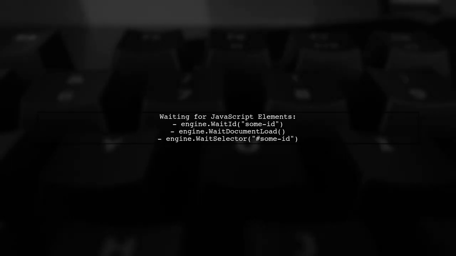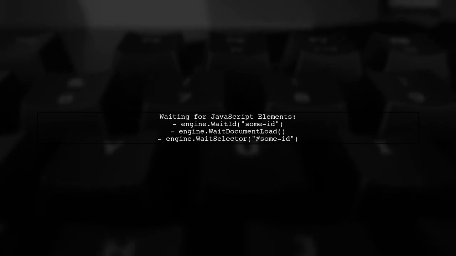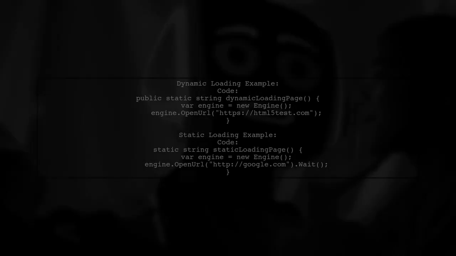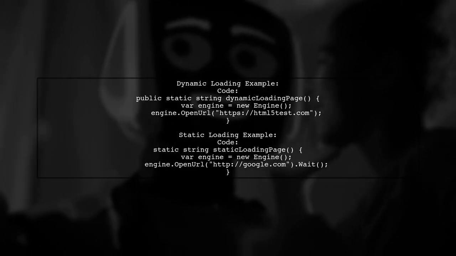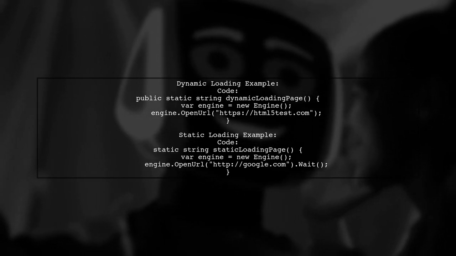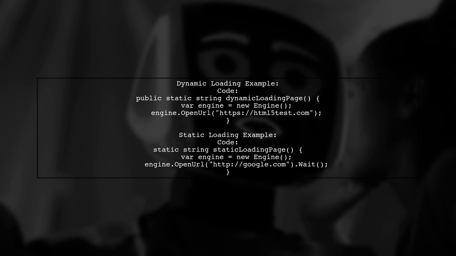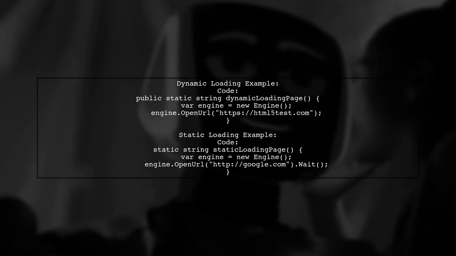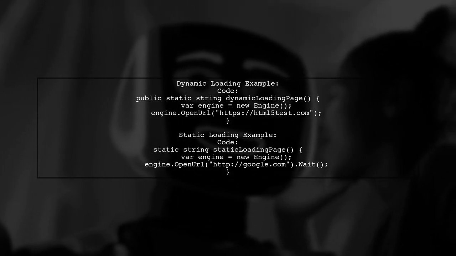If you want to wait for JavaScript elements, you can use methods like waitID, waitDocumentLoad, or waitSelector. This allows you to ensure the content is fully loaded before proceeding. For dynamic loading, you can retrieve specific elements after the page loads. For static loading, you can access the document structure directly. Here are examples for both methods.